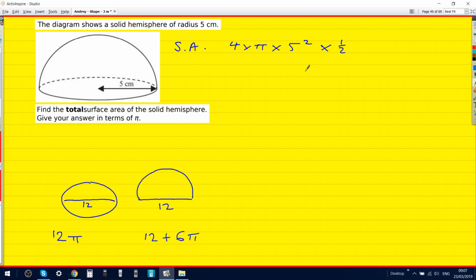Is it just again 4 times pi times 5 squared times a half? No. What shape do you have on the base that it's sitting on? Circle. So is it just the area of a circle? Yeah, so pi times 5 squared. That's it. So just keep that in mind for circumferences. For half a circle, you have to add on the diameter, which you're already good for.